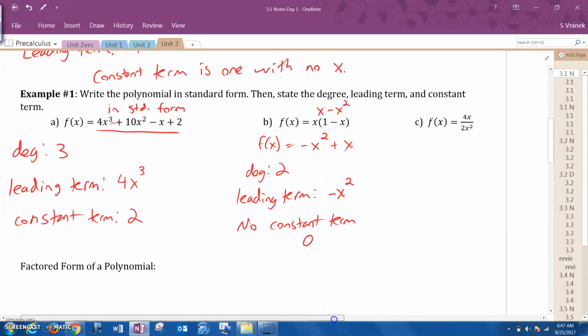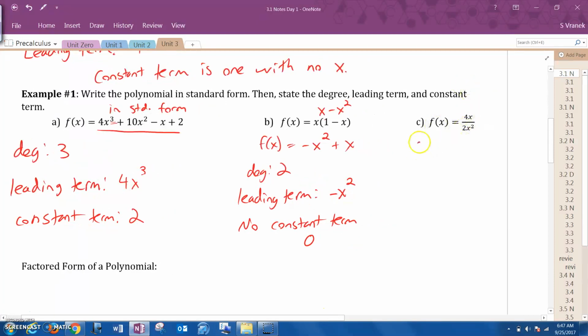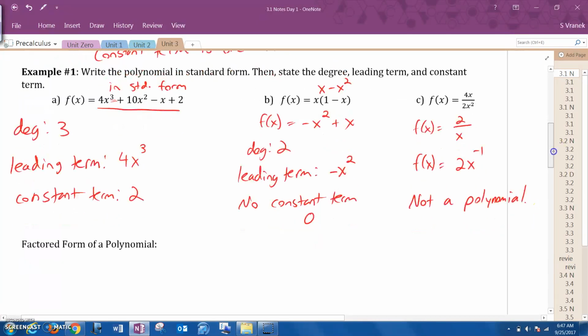Now if we look at letter C and we simplify this, we get f of x is equal to 2 over x. If you rewrite this with an exponent, remember when you have exponents that are negative, you bring them up, we get that. This is not a polynomial because it has a power that is not a positive integer. Okay?